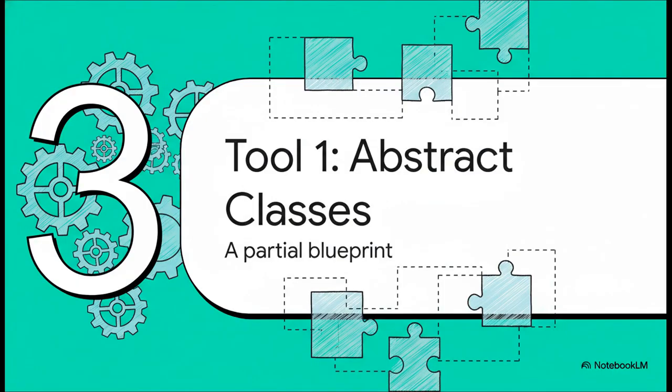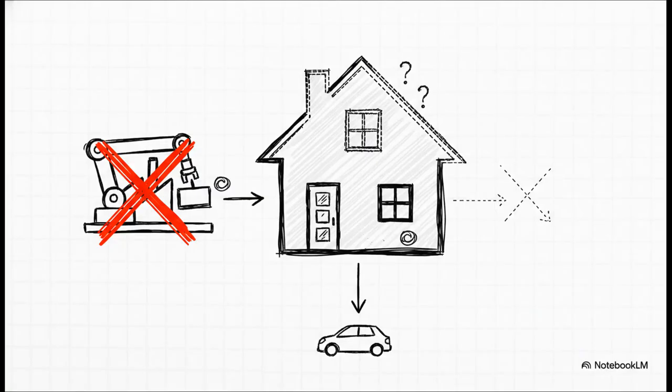Okay, so much for theory. How do we actually do this in Java? Well, our first tool in the toolbox is the abstract class. The best way to think about this is like a partial blueprint for other classes. It's a starting point. So here are the ground rules.